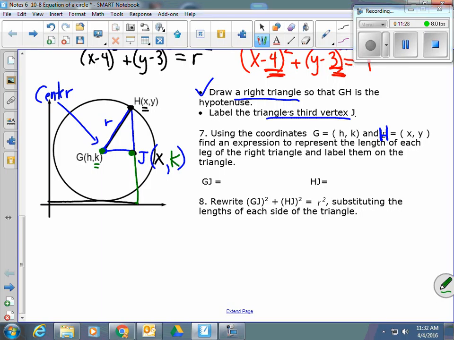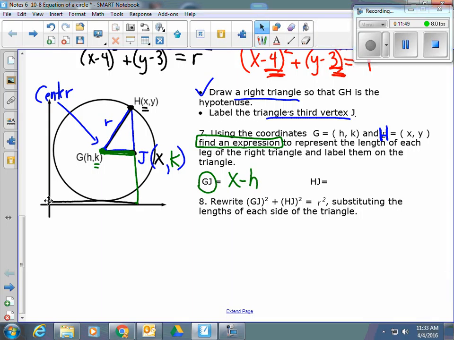Okay. So now we need to find an expression for GJ. Well, here's GJ right here. What letter is the same? Okay, so what's my expression going to be? Good. X minus T.